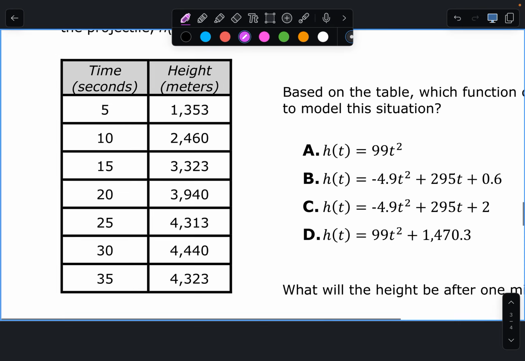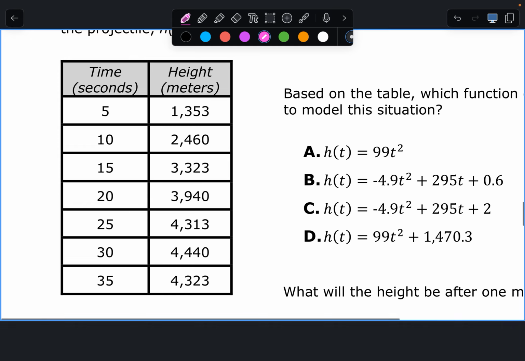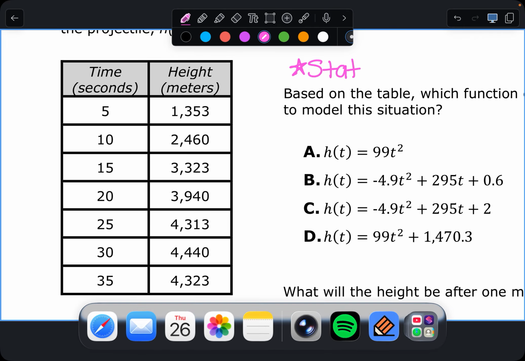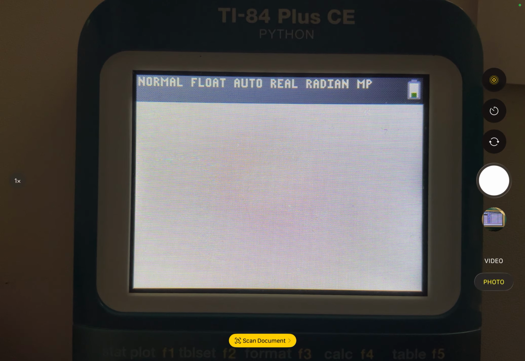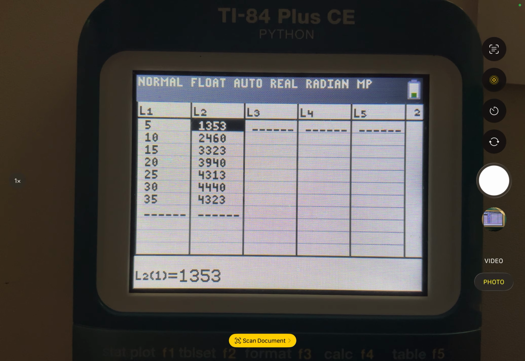Next one's a table. Where do you put any and every table? Oh, in the stat, right? Stat. Yep. So go to stat, edit. You might already have the points in there. If you don't, please raise your hand so I can wait for you. Okay, they're not in there? All right. Make sure you type them in correctly.